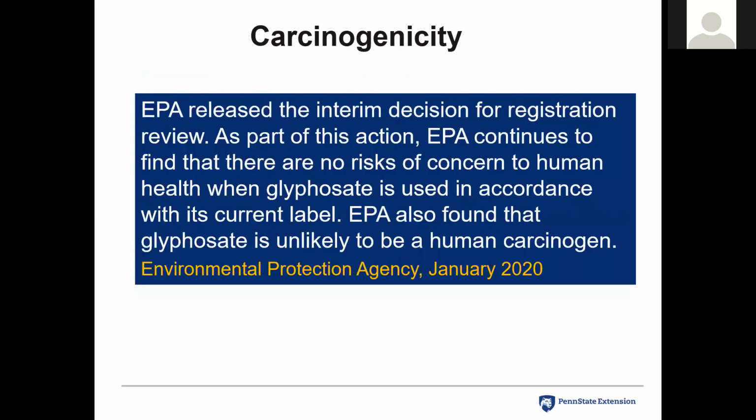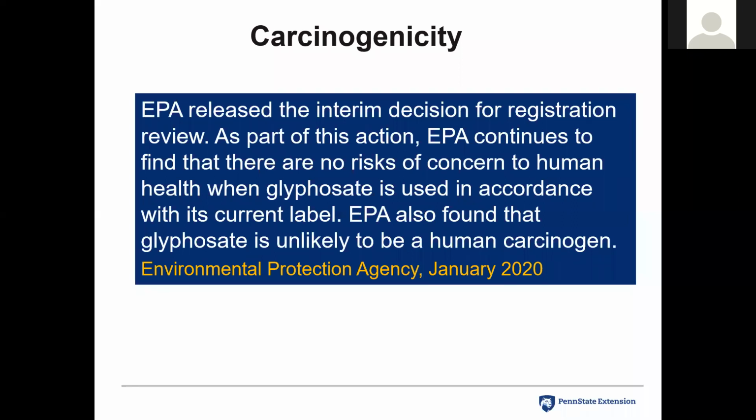And I know what you're all thinking as soon as I said glyphosate or Roundup, because I'm sure many of you have seen the ads on TV to get in on the lawsuits, but I will tell you the latest findings here, and Penn State is still recommending and using glyphosate products. This was released from our Environmental Protection Agency in January of this year. So I'll read this. The EPA released the interim decision for registration review. As part of this action, the EPA continues to find that there are no risks of concern to human health when glyphosate is used in accordance with its current label. EPA also found that glyphosate is unlikely to be a human carcinogen.